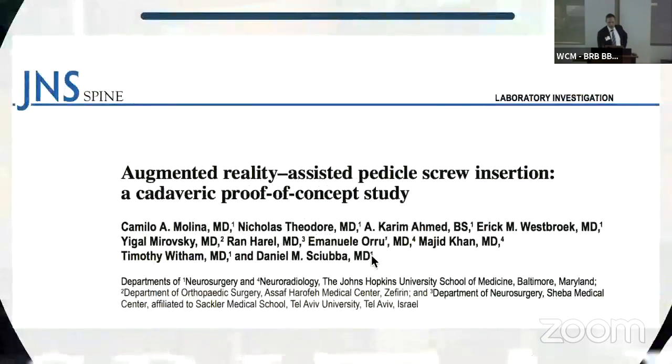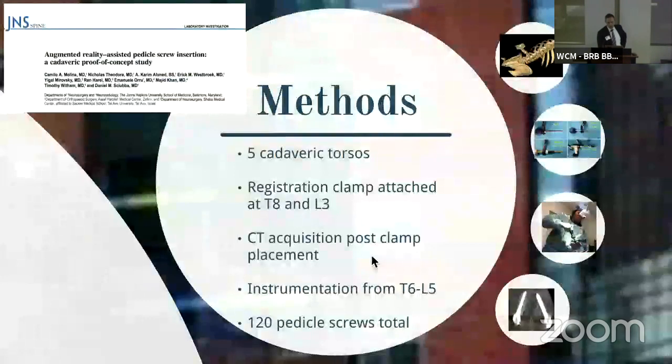Several of my colleagues were involved, as well as a group from Israel, as the Augmetics company was originally started in Israel. So we looked at 5 cadaveric torsos. Registration clamps were placed with 2 CT spins at 2 different areas of the spine, one at T8, one at L3. We obtained a CT acquisition post-clamp placement, and then the spines were instrumented from T6 to L5 in all situations. This was a total of 120 pedicle screws.